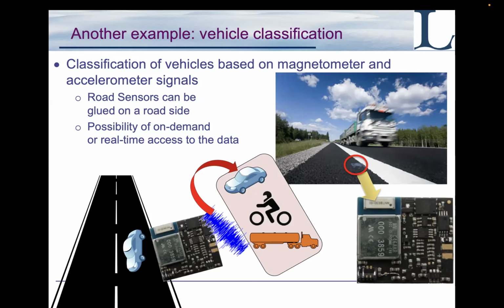And how you can do this is by measuring changes in magnetic field. So we had a magnetometer installed on the processing unit and a vibration sensor in the pavement. And apparently with these two signals, you can decide on the type of vehicle passing by.